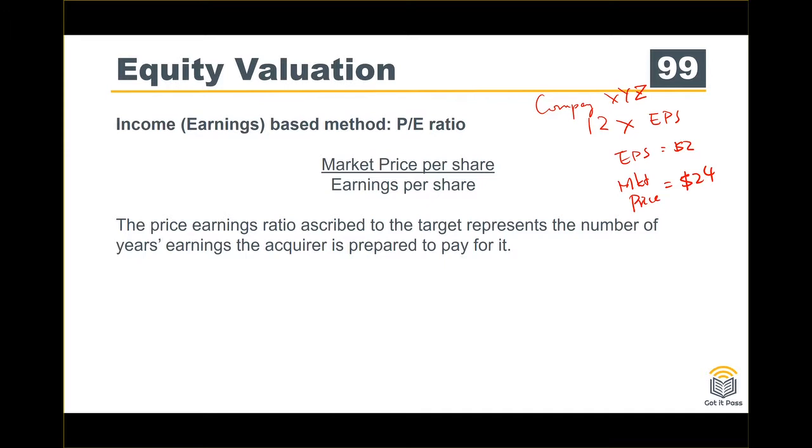So I pay $24 and the earnings per share is $2, so it needs 12 years of earnings for the acquirer to get from this company, assuming every year the earnings per share is the same. So I pay 12 years of earnings for this company if it is a 12 times PE multiple.